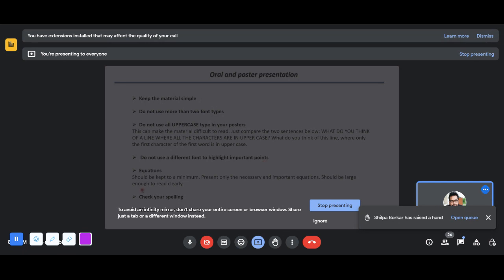Try to keep equations to a minimum, because if you are presenting a poster and all the things are only equations, it becomes very difficult to understand. For mathematics or physics, it depends again. But try to keep those things minimal and present in a very simple way so that the audience can understand very easily. It becomes easier for you to describe as well. So these are the things I was saying, and you have to keep all those things in mind.